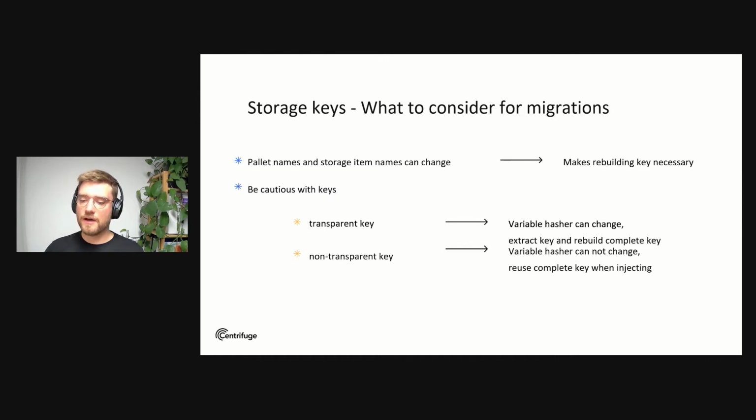And when a user now says, I want my account information, what the system is doing is creating the hashes that it's expecting the storage to be at. And because you use the same logic, the values will be at the same location. For non-transparent keys, this is, of course, a little bit different, because at this point in time, you don't know the actual ID, so you can't use the ID and hash it again. And for this reason, you can't change the variable hasher in this case.